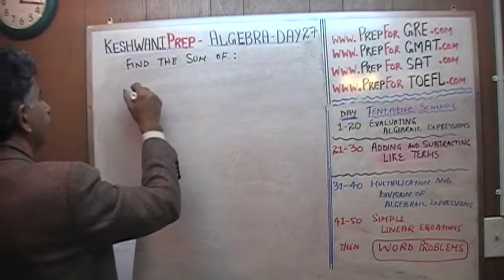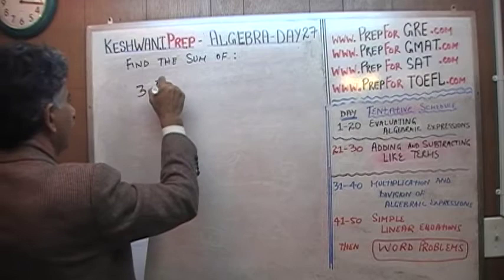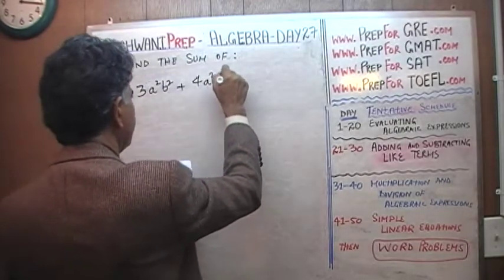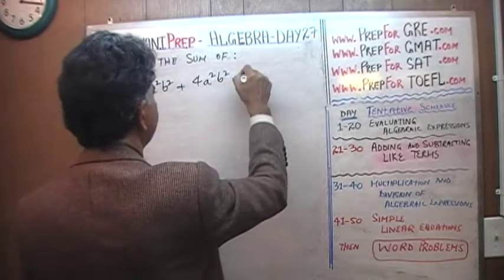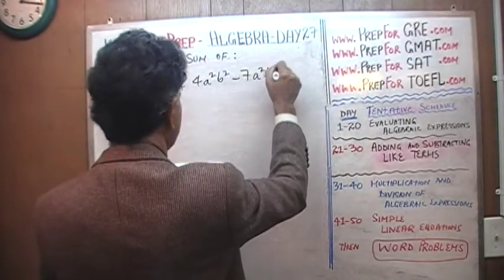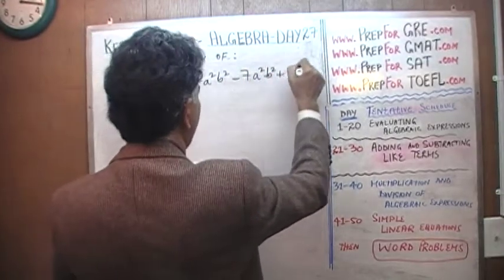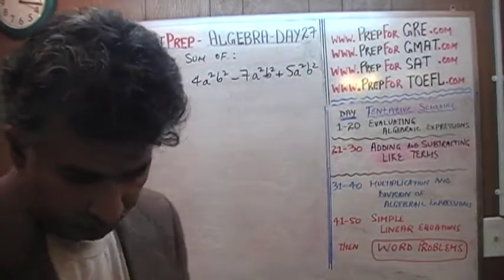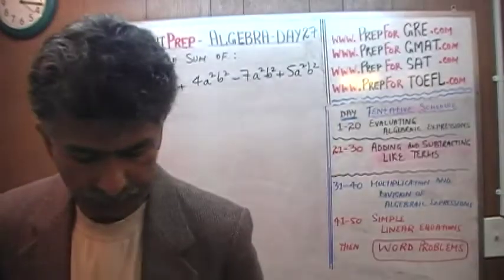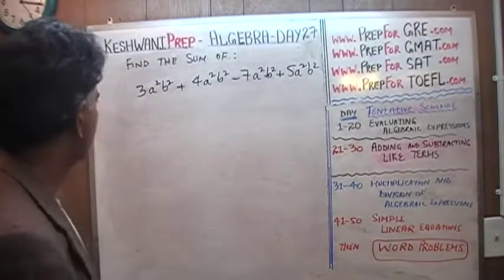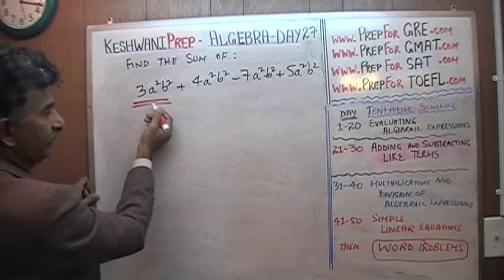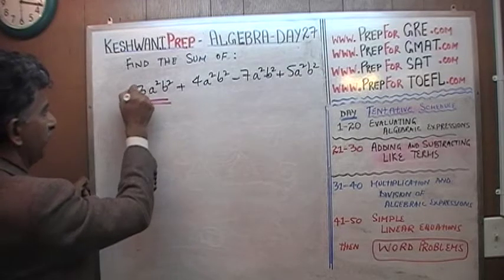We have 3a squared b plus 4a squared b squared minus 7a squared b squared and finally 5a squared b squared. The very first thing we notice is that all of these are called terms. It has 4 terms. This is the first term. What coefficient does this term have? This term has a coefficient of positive 3.